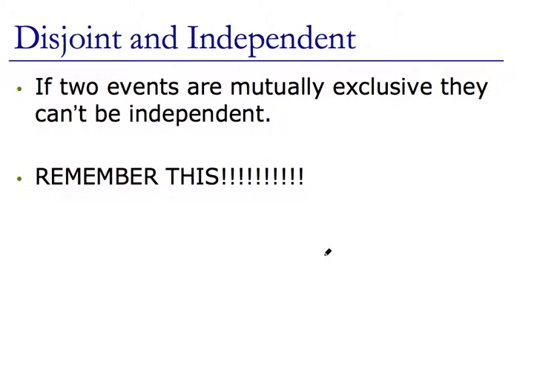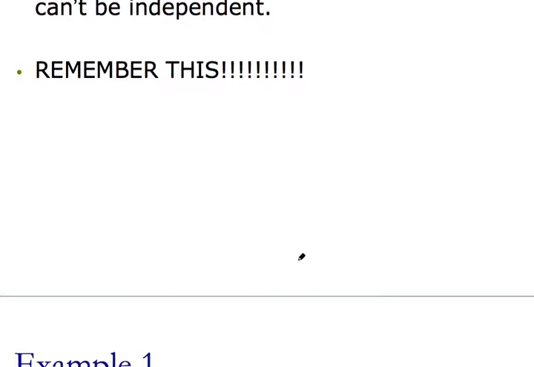We've talked a lot about disjoint and independent, so make sure that you understand the difference. If events are disjoint, they can't happen together at all, like a spade and a diamond. You can't pick both of those. Independent means that one does not change the other.